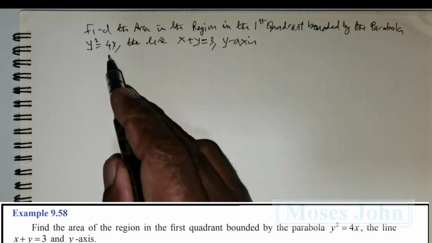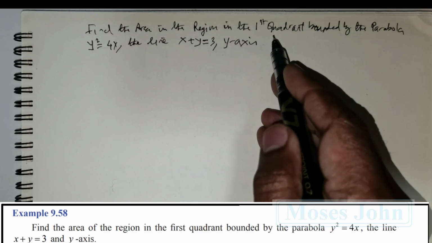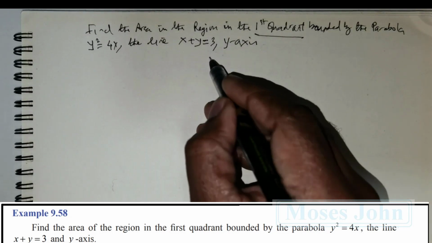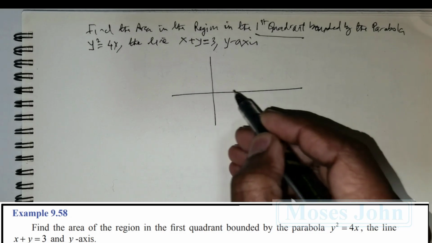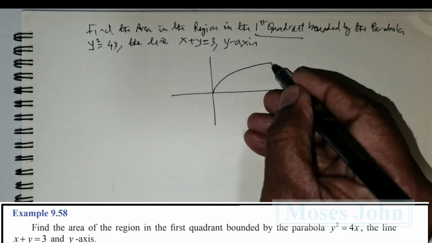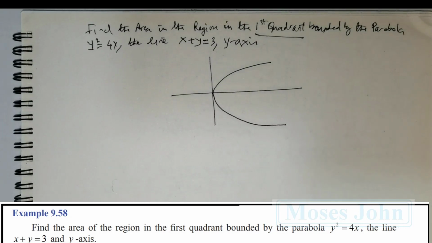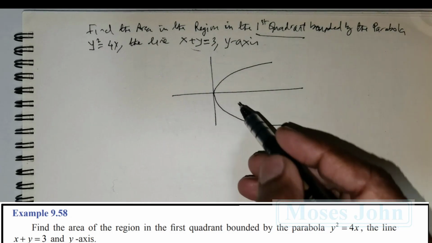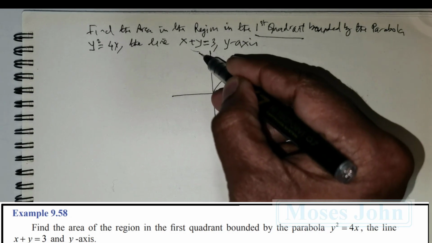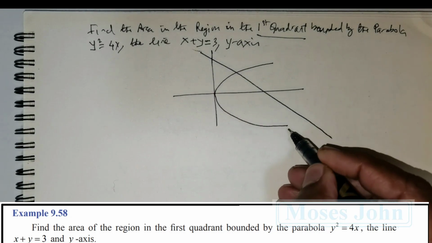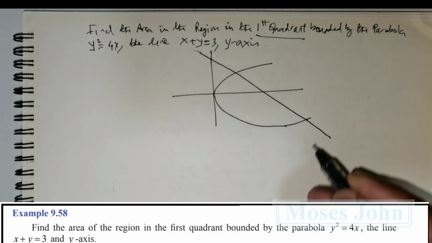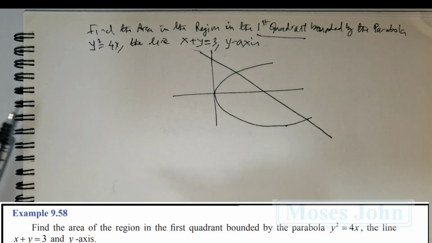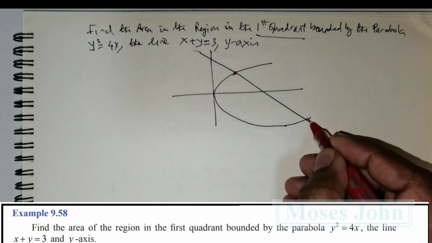Students were given this question: find the area of the region in the first quadrant, that's an important point, bounded by the parabola y squared is equal to 4x. So this is a C-shaped parabola, so it's going to be something like this, and you've got a line x plus y is equal to 3. So definitely the line would be cutting something like this, right? So we need to find the intersection first, so that we would know the points here and the points here.